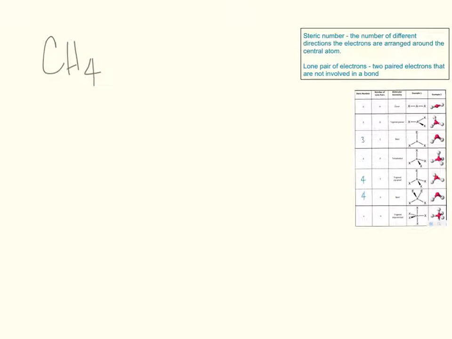Alright, next we have CH4, and so to count the valence electrons, we've got 4 for carbon, plus 4 times 1 for hydrogen, and that gives us 8.